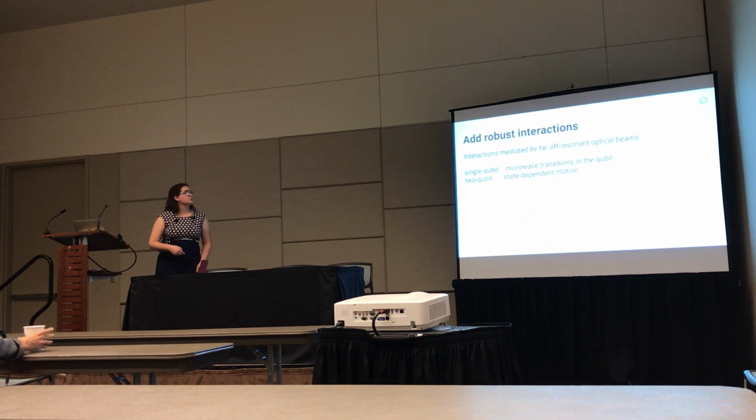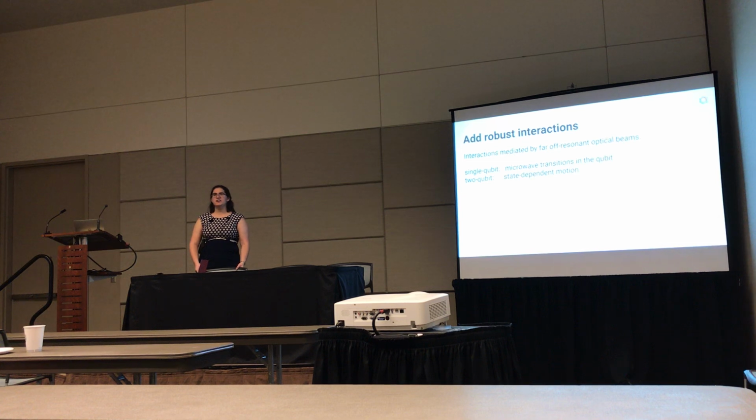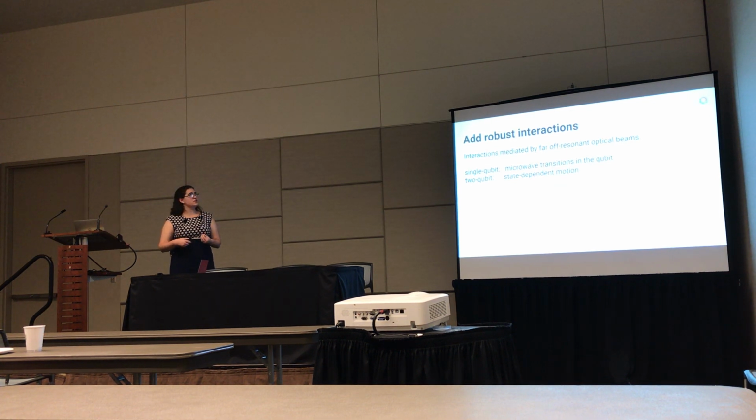So that gets me to the next point, which is the robust interactions that we have in the system. Our interactions are mediated by far-off resonant optical beams, which actually are at 355 nanometers, which is a really interesting wavelength because there are commercially available high-power lasers here where we can basically get as much power as we want, so as fast interactions as we want, by paying money to the same people who make the lasers for mask writing.